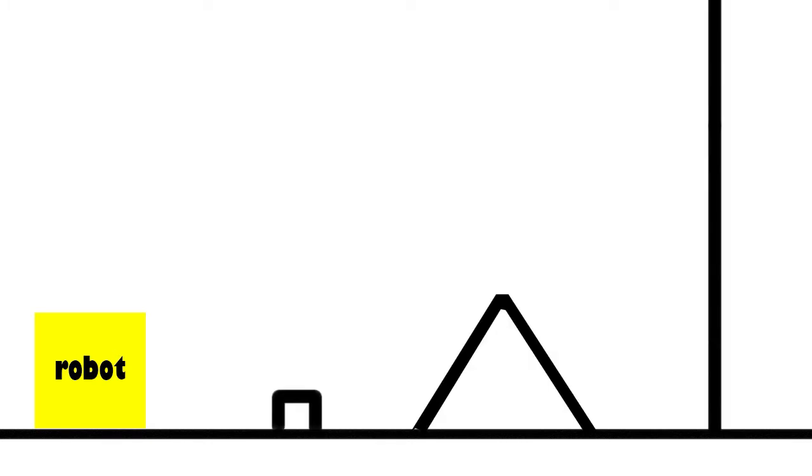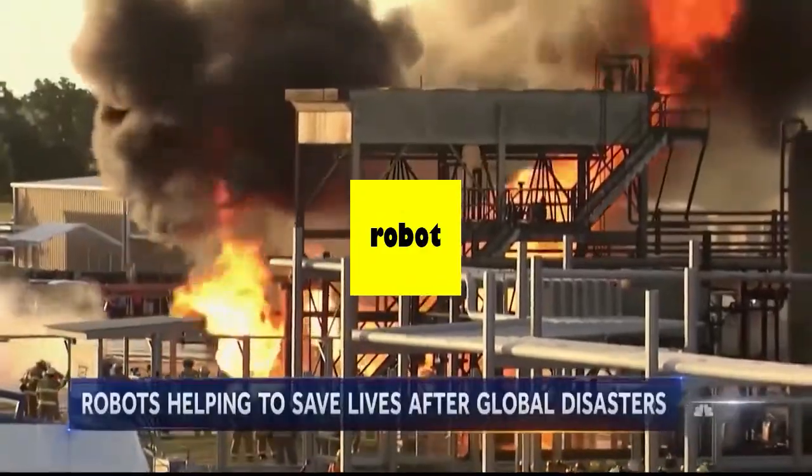Problem defined. Build a self-driving robot that navigates an obstacle course consisting of a starting area, a hump, a slope, and a wall. This robot would be deployed for disaster relief.